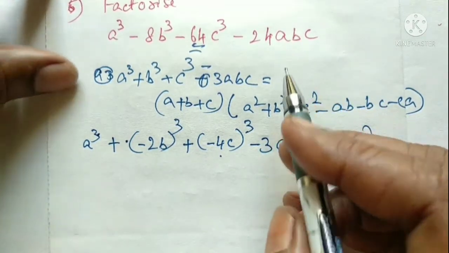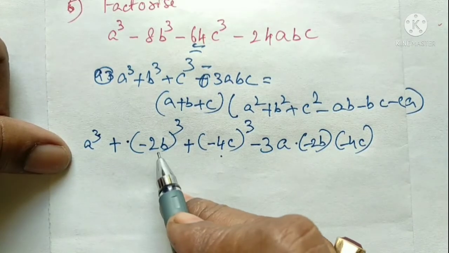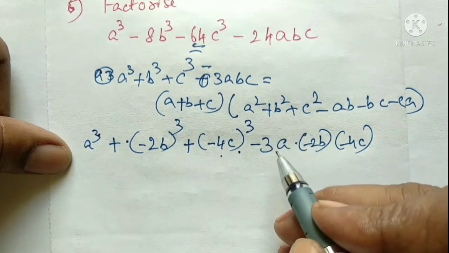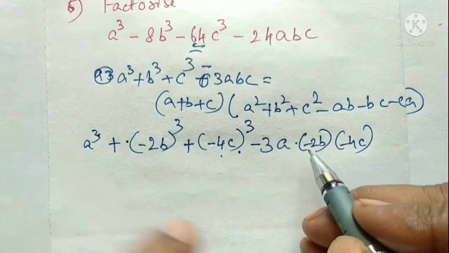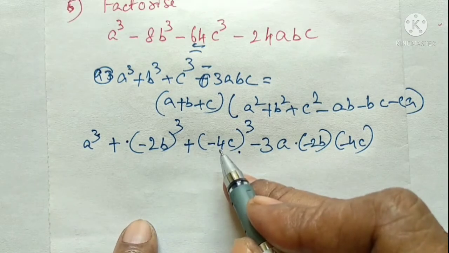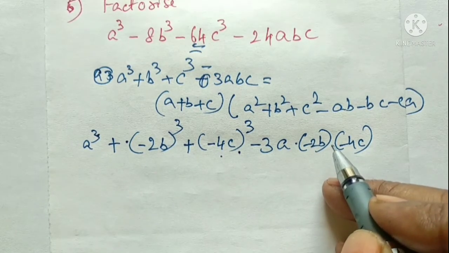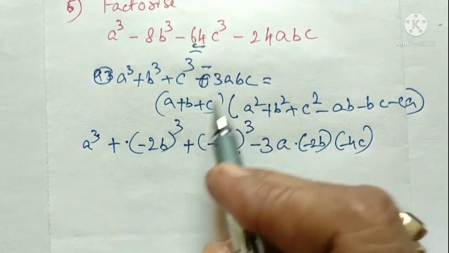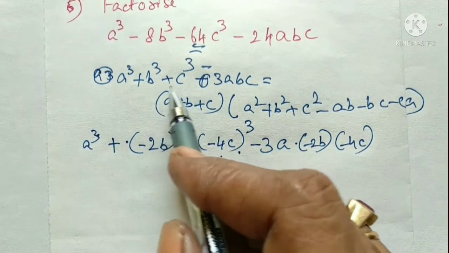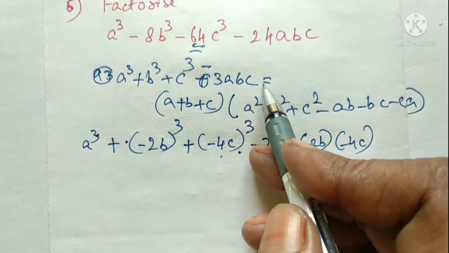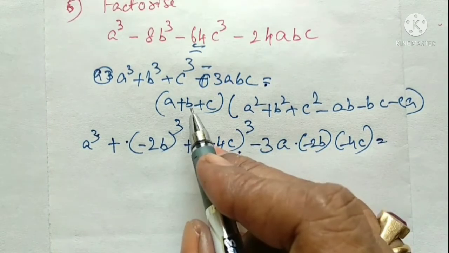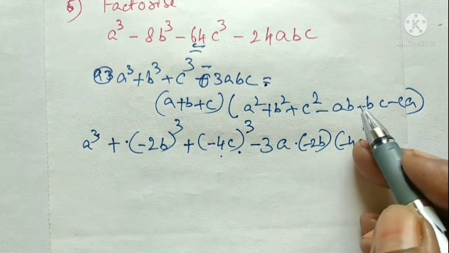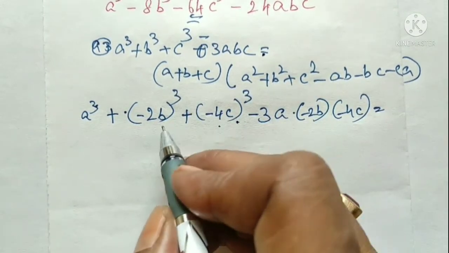Okay. So the expression we have written as a cube plus (minus 2b) whole cube plus (minus 4c) whole cube minus 3a multiplied by 2b multiplied by 4c. To find the factors, we have rewritten the given expression in this form, that is a cube plus b cube plus c cube minus 3abc. This is the identity we know. So the factors are (a plus b plus c) into (a square plus b square plus c square minus ab minus bc minus ca).